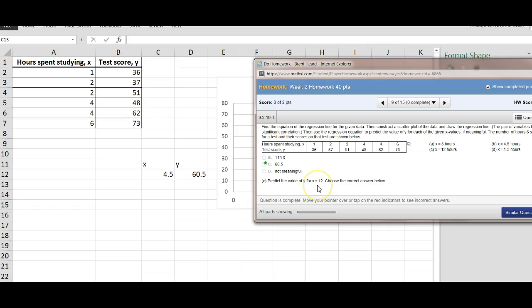60.5. X for 12. Here is a trap question. Notice 12 is outside the range of my original data, so that would not be meaningful. If you put a 12 in there, you will get an answer, but it's not meaningful because that 12 is not between 1 and 6. So my answer to that one would be not meaningful.